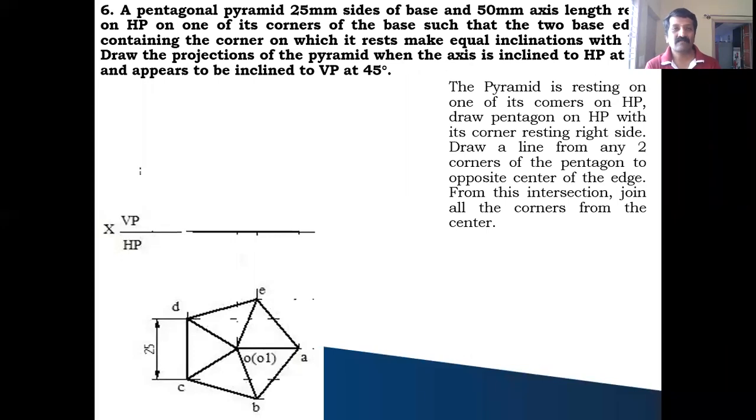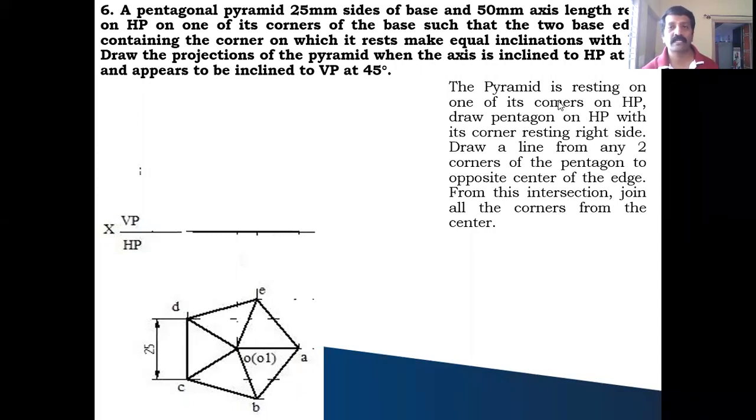millimeter rests on one of the corners of its base, such that the two base edges containing the corner on which it rests make equal inclinations with HP. So I have told you regarding this. This is a common sentence you're going to get for all the corner condition problems. Draw the projection of the pyramid when the axis is inclined to HP at 40 degree and appears to be inclined to VP at 45 degrees.